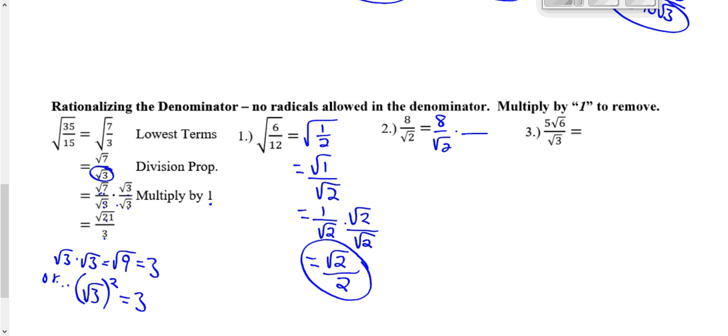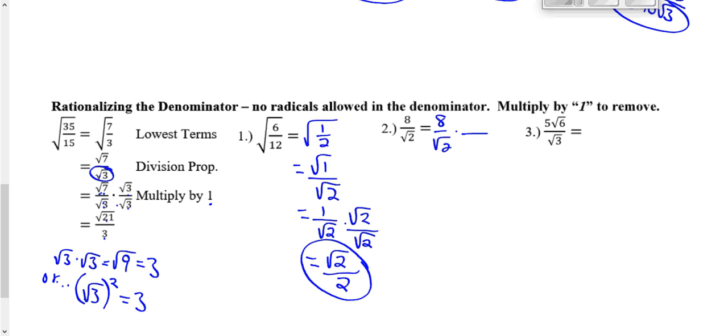Square root of 8. What did you get? Just say it. I got 8 over 16 over the square root of 2? Oh, what's the square root of 16? Well, we're not quite there yet, though.